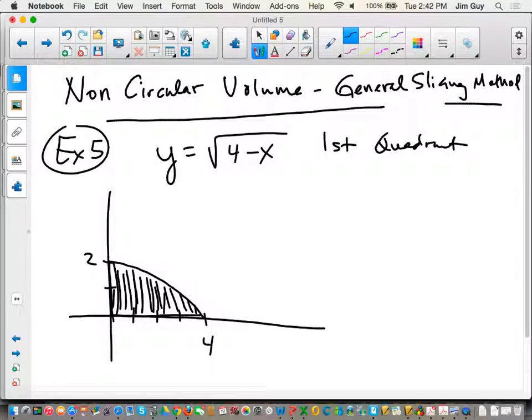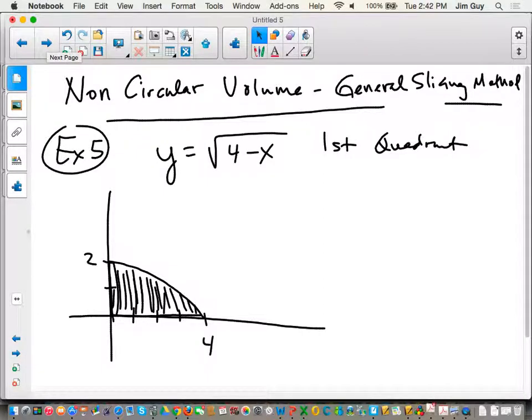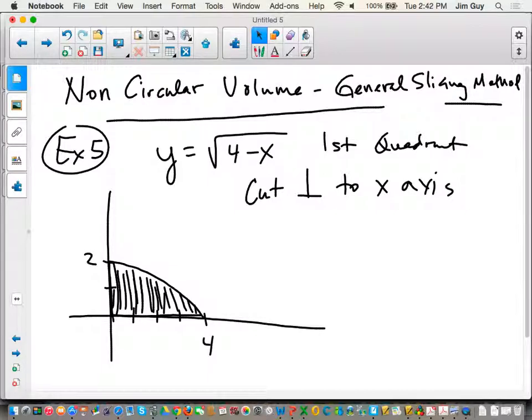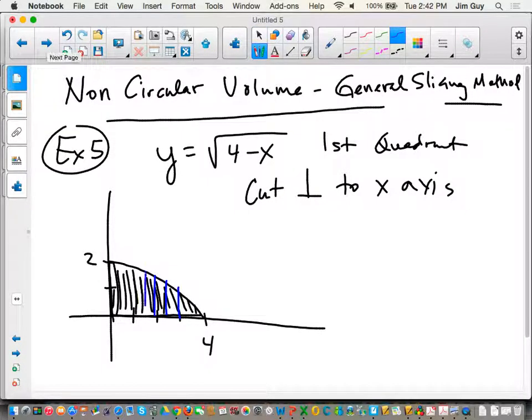And the directions will go something like this. They'll say, that's the base. And now something's sticking out. And when you cut it, they'll say either perpendicular to the x or y axis. So here we're going to cut perpendicular to the x-axis. In other words, they're telling you this is a dx problem because you're going to cut perpendicular. You're going to cut it like this.